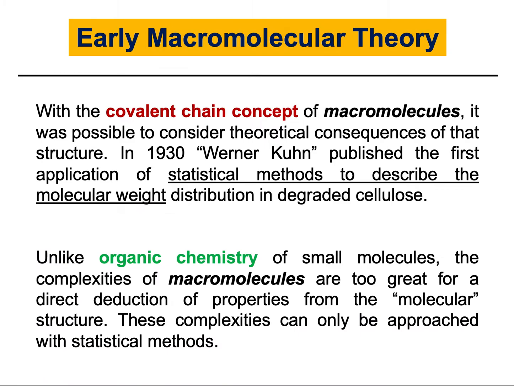So with the early macromolecular theory and the covalent chain concept developed by Staudinger, it was possible to consider theoretical consequences of the structure. In 1930, another scientist, Werner Kuhn, published the first application of statistical methods and analysis to describe molecular weight distribution in degraded cellulose, which is considered a polymer. So the molecular weight was then introduced.